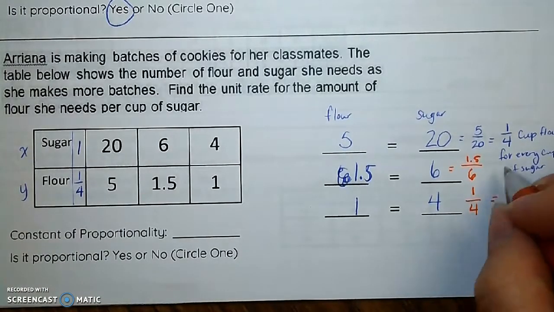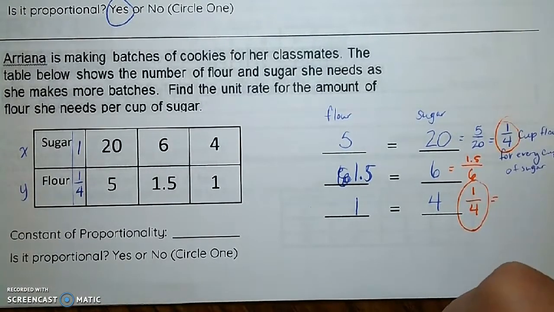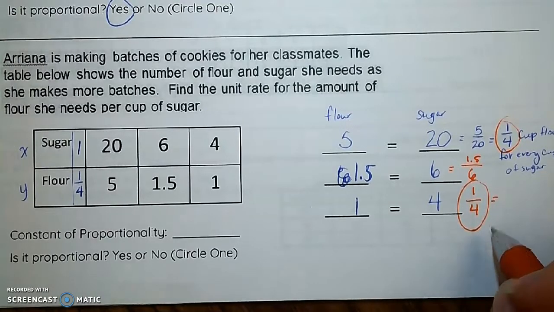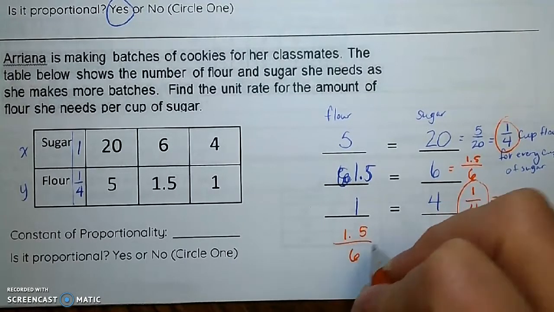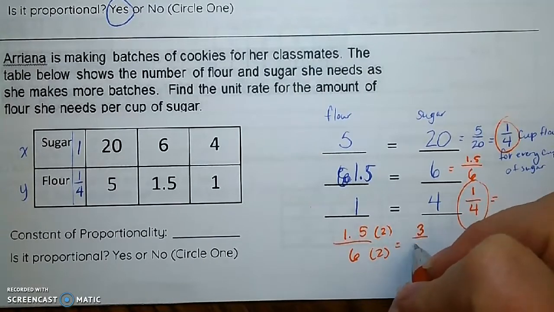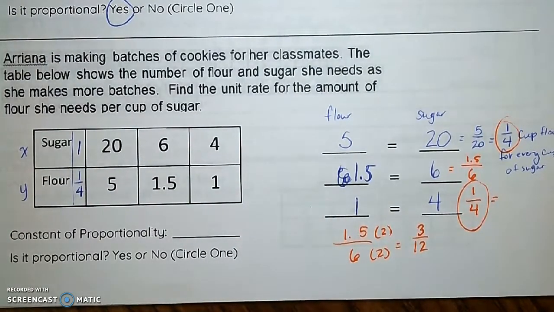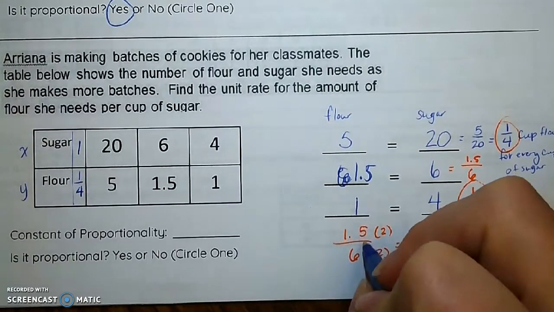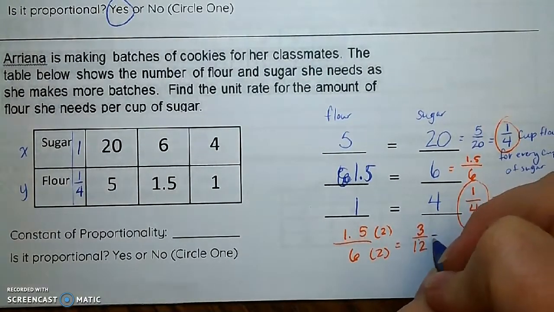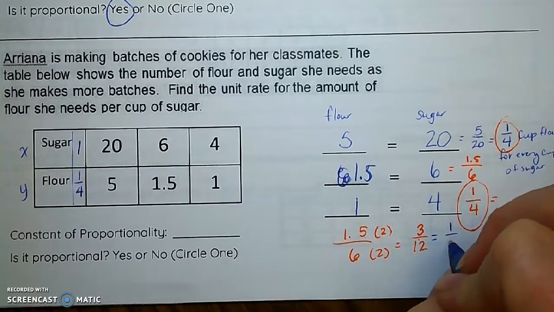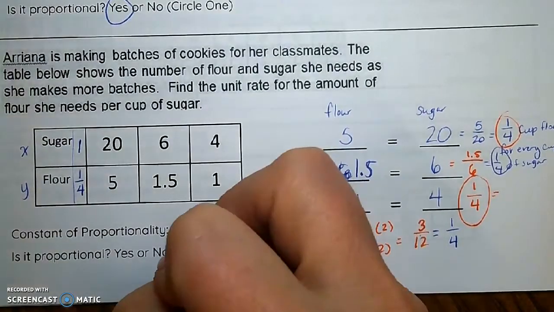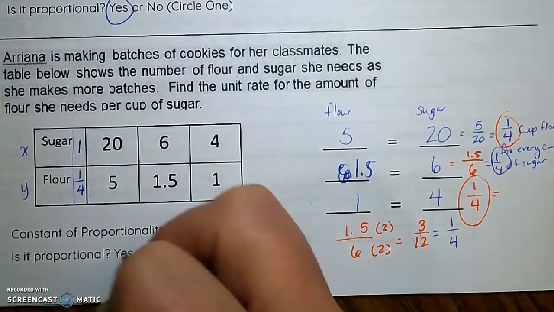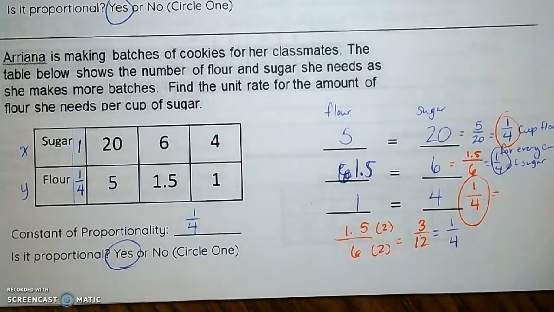Now 1 divided by 4, we can just leave that, and we actually see that that works out. When I do 1½ divided by 6, I'm actually going to multiply these both by 2, because that will get me 3/12. 3/12 is equivalent to 1½ divided by 6. And then I can reduce that down, and I do indeed get 1/4 again. So my constant of proportionality is 1/4, and it is proportional because all of those ended up being 1/4.